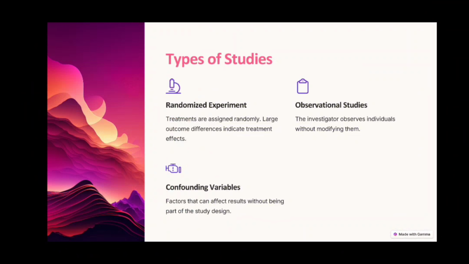The only job of the investigator is just to observe and make some inferences from the observation, but no modification is going to be done. And lastly, we have the confounding variables, factors that can affect results without being part of the study design. For example, you have a flower and you have a pest affecting the growth of the flower. So this is one of the confounding, although there are some other real life application of it, okay?